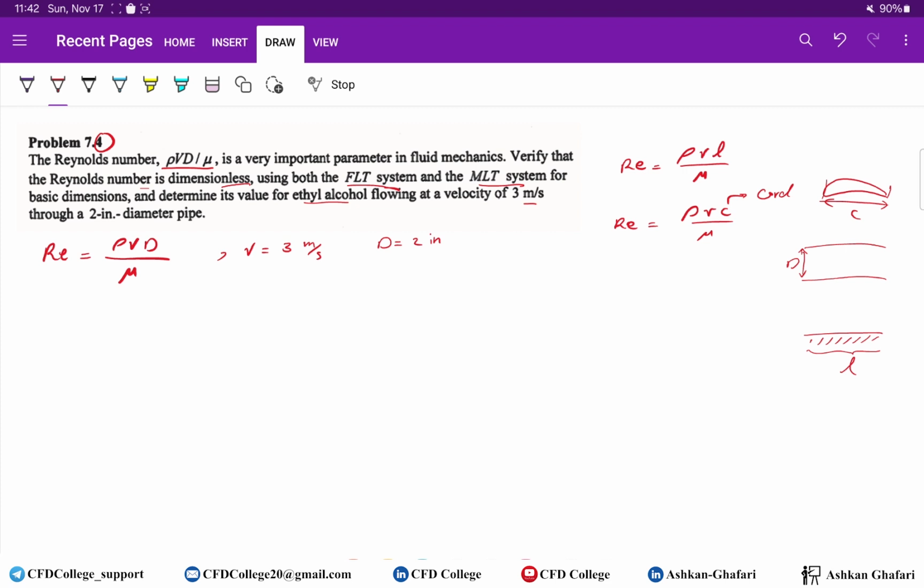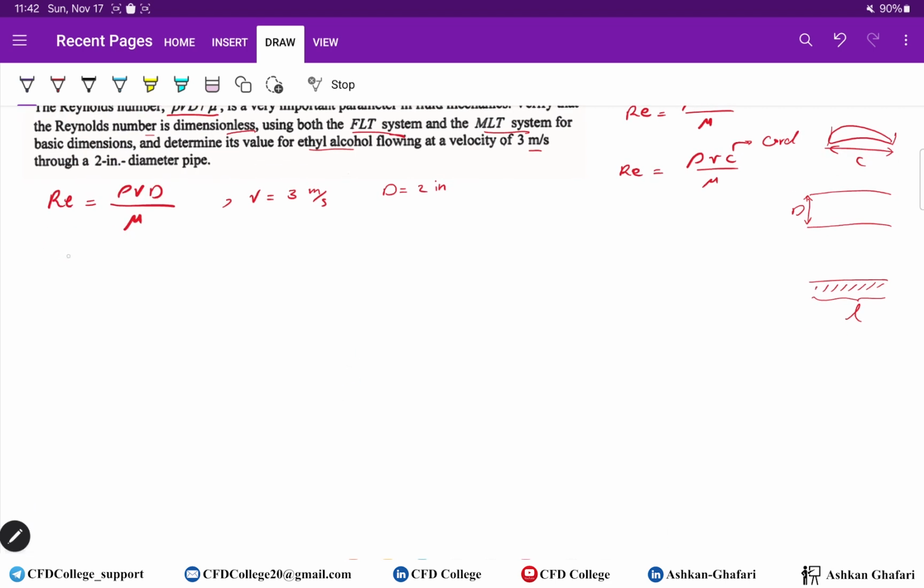Okay, now let's solve this problem first. As you know, the dimension of rho in FLT is F T squared over L to the power 4, and in MLT it is M over L cubed. Actually, it's kilogram per cubic meter. Velocity is L over T in both systems, and diameter has the unit of length.